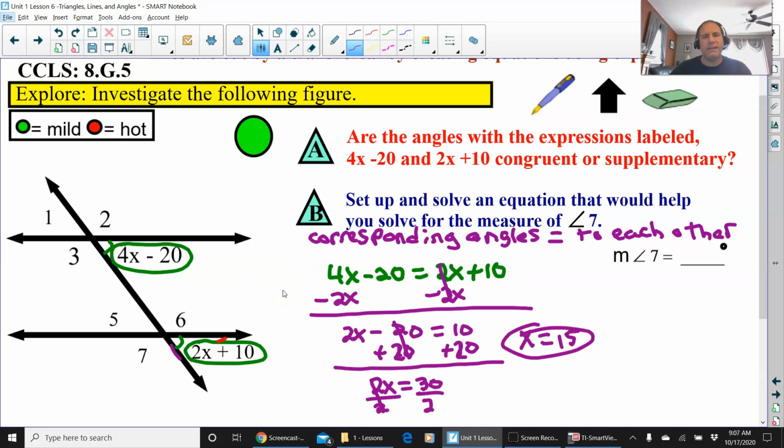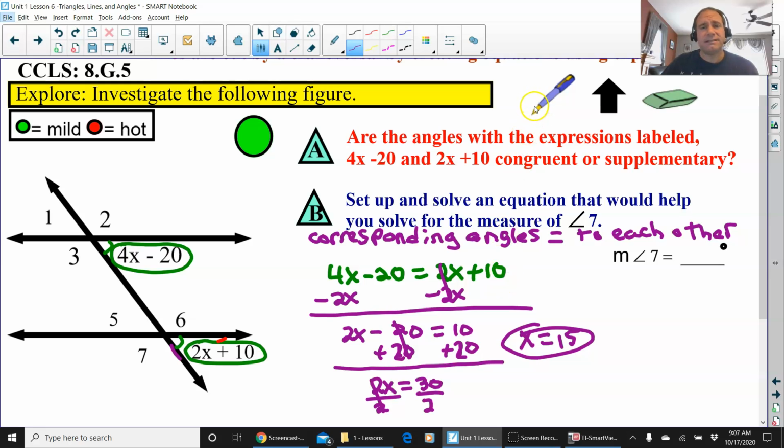Okay, so we have 4x minus 20 equals 2x plus 10. You subtract the 2x on both sides. You have to get the x's together first. Remember, the 4x minus 2x is 2x. You bring down the minus 20. You bring down the equal sign. You bring down the 10. You add 20 on both sides. You get 2x equals 30. Divide by 2 using inverse operations all the way through. And then you get x equals 15.